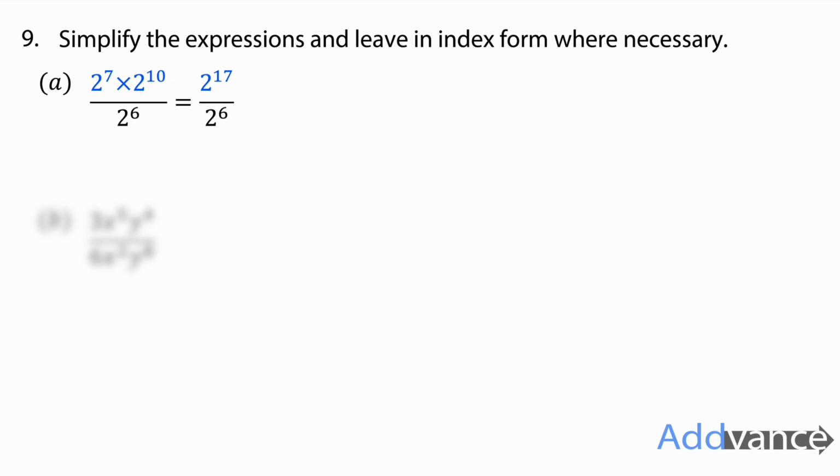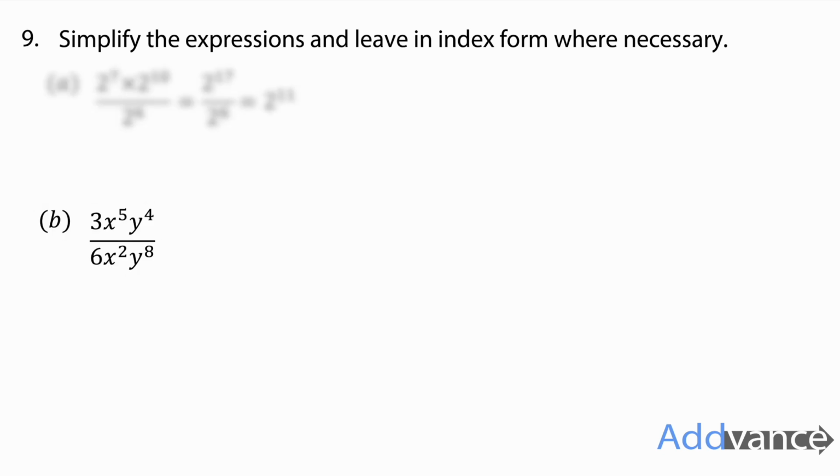We then divide by 2 to the power 6, which means subtracting. 2 to the power 17 minus 2 to the power 6, we've got 2 to the power 11. That's the final answer. Now we're going to do part B, and we start by simplifying the 3 and the 6. We'll divide by 3, divide by 3, and we get 3 divided by 3 is 1, 6 divided by 3 is 2.